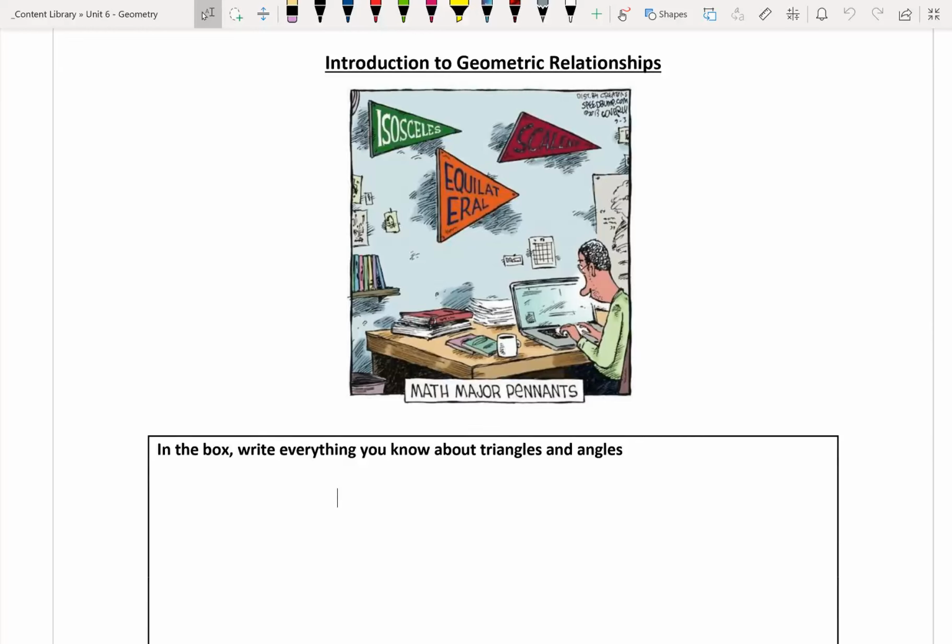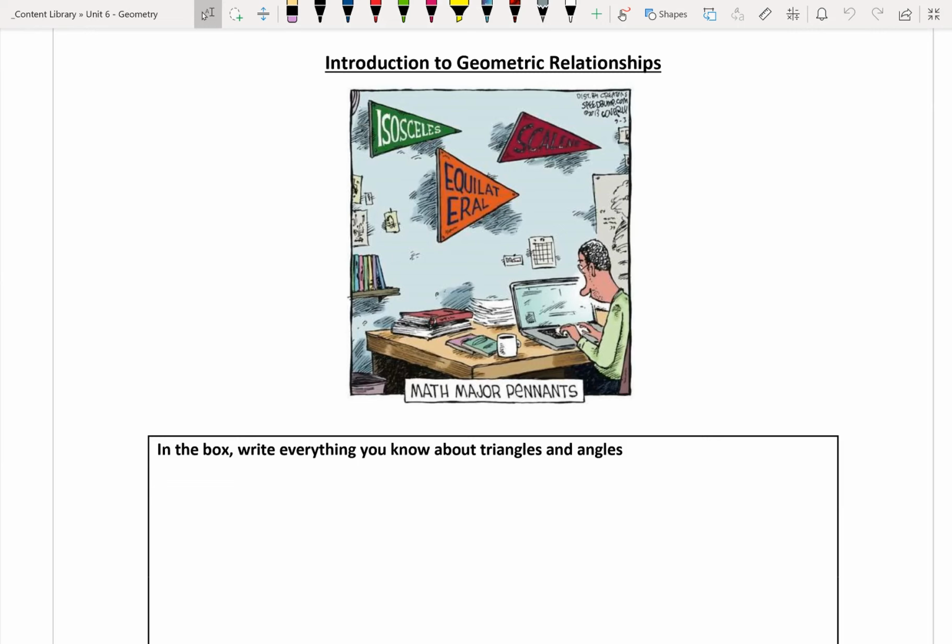In today's note, we're going to be looking at an introduction to geometrical relationships. Or in other words, we're going to be looking at an introduction to angles and triangles and some of the properties of them. So just to start off, think about all the things that you already know about angles and triangles, things that you may have learned in elementary school.